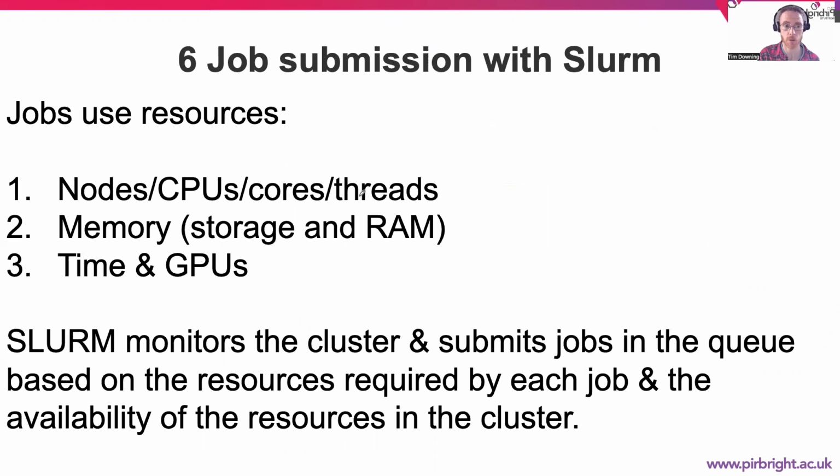So these things all matter: the number of threads, cores, CPUs, and nodes are effectively the same thing, and that boils down to the computing power that's available. Storage and RAM are also assessed. And the time and graphical processing units can also be a criterion. So basically, Slurm manages the jobs that are sent to the cluster and submits the jobs from the queue based on the resources required by each job and the availability of them within the cluster.